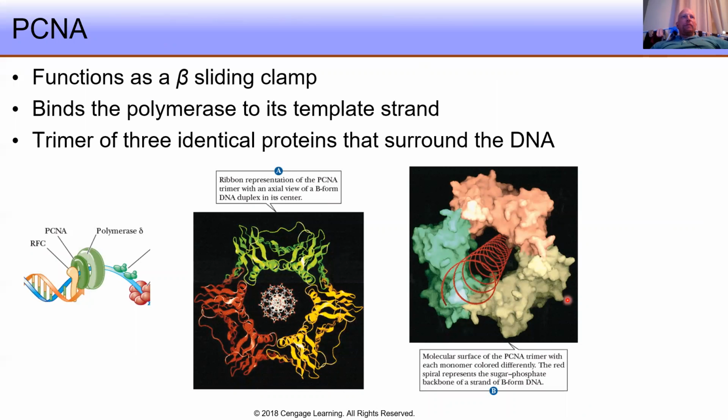The PCNA that we mentioned earlier is a beta sliding clamp, and this enables the polymerase to bind to its DNA template. It's made of a trimer of 3 identical proteins that surround the DNA, and there's 2 different views of it. So we have a ribbon structure, and over here we have a 3-dimensional molecular model with the DNA in the middle.